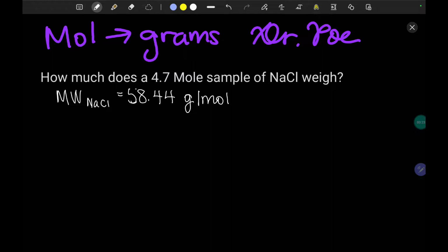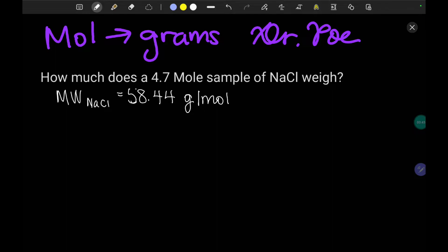But on the other hand, what if you had the balanced chemical equation and you knew about how many moles something should produce, but you want to know how would I weigh that on the scale in the lab? How many grams is that? So a question that you might have is, how much does a 4.7 mole sample of sodium chloride weigh?